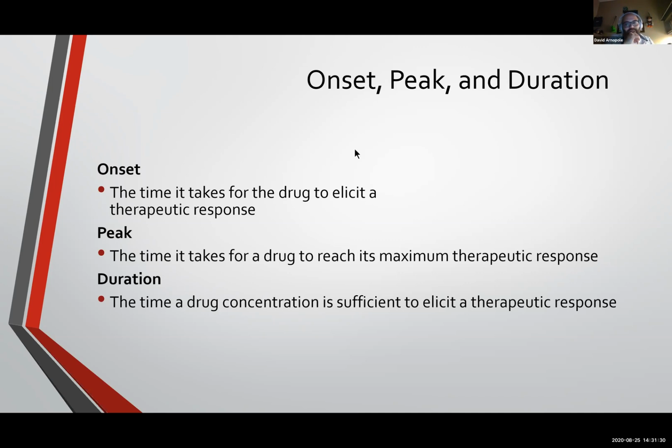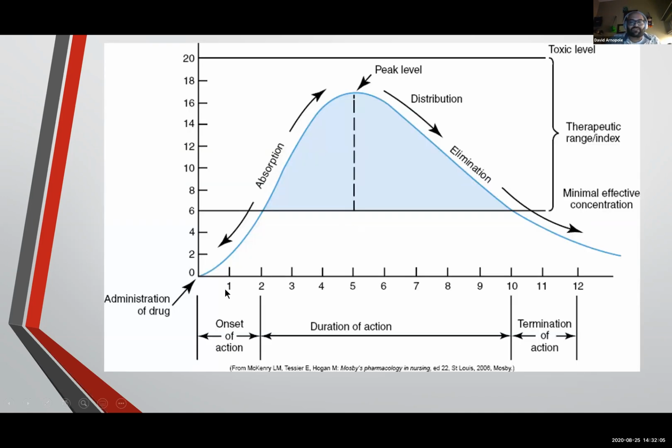All right, onset, peak, and duration. So onset is how long it takes for medication to start working. We're going to have a slide, and the next slide is going to go over this in more of a visual manner, but I'm going to go through it really quickly. Peak is the time it takes for a drug to reach its maximum therapeutic response, and duration is the time a drug concentration is sufficient to elicit a response, prior to metabolism. Again, the textbook definition doesn't do it justice compared to this.